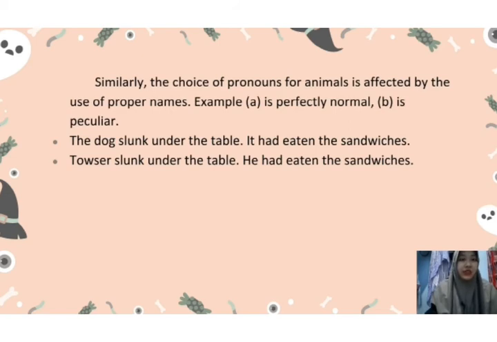Similarly, the choice of pronouns for animals is affected by the use of proper names. Example A is perfectly normal, B is particular. A: The dog slunk under the table. It had eaten the sandwiches. B: Toaster slunk under the table. He had eaten the sandwiches.